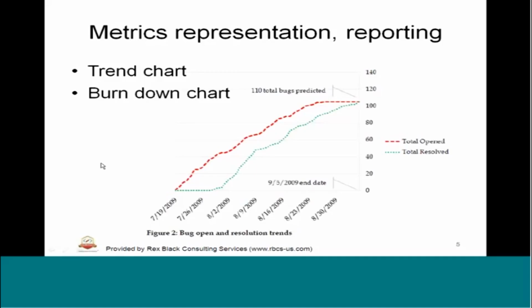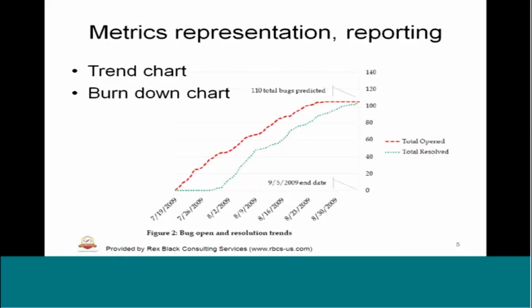This is reported using an Excel sheet, or there are several tools that can also be used for reporting the metrics. It can be represented any way, but in this example, this figure talks about the bugs open and the resolution trends, how it is being trended for the particular duration. So we know that the end date is here. How are we going to reach it by the current trend?